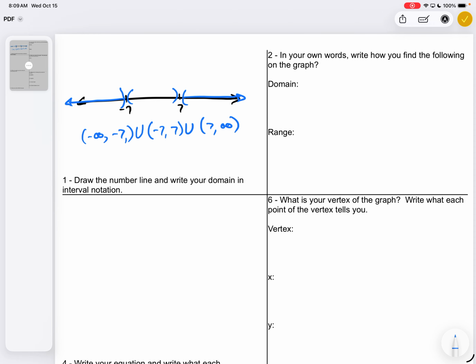Writing it in interval notation is the harder part because technically the domain is all the numbers that x can be. So that's the true answer for the domain. The problem on the test just asks what numbers x can't be. So x can be anything less than -7, between -7 and 7, or greater than 7. It just can't be -7 and 7.